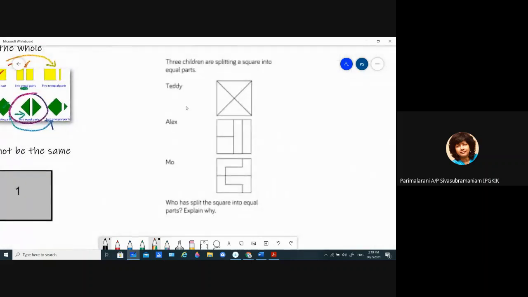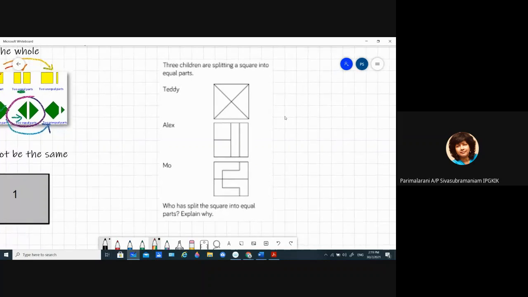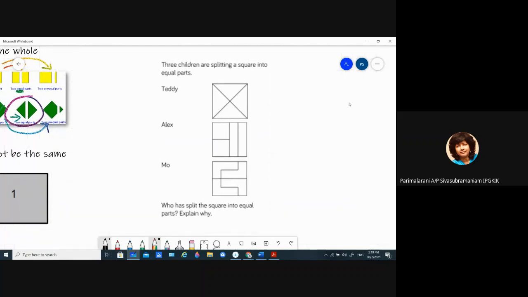This is an activity or question to help the children understand equal parts and non-equal parts. For example, we have three children here. They have divided their squares into equal parts. Of these three children, who has split the squares into equal parts? Anyone?